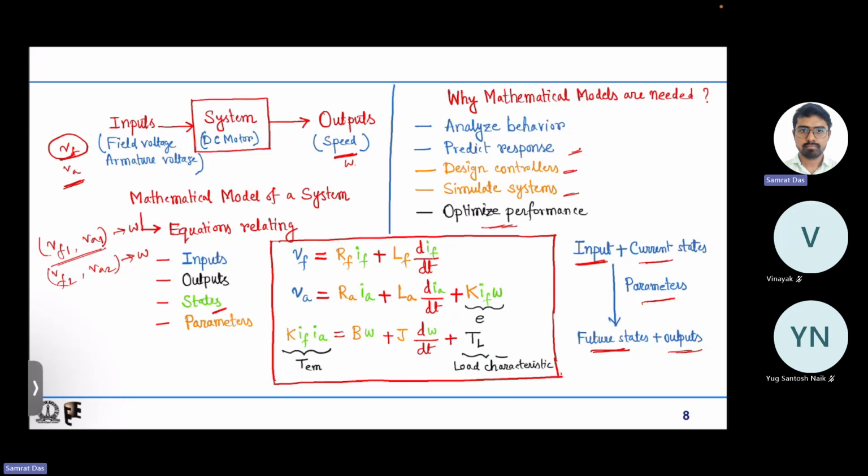So you can look at the differential equations for a DC motor. The first equation, well known, is the field voltage KVL equation. Next is the armature circuit KVL equation, and the next is the mechanical subsystem equation, where you have the electromagnetic torque, the frictional torque, the inertial torque, and some load torque. So this set of differential equations is one form of the mathematical model of the system.